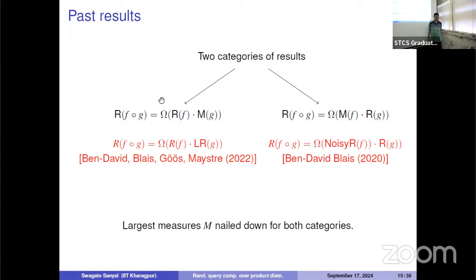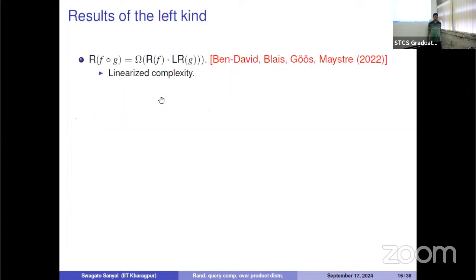Okay. I'll talk about this soon. So this talk deals with the left kind of results: R of F compose G is at least R of F times some measure of G. Let me tell you a few more results of this kind. The first one is the one shown in the previous slide: R of F compose G is at least R of F times R of G.